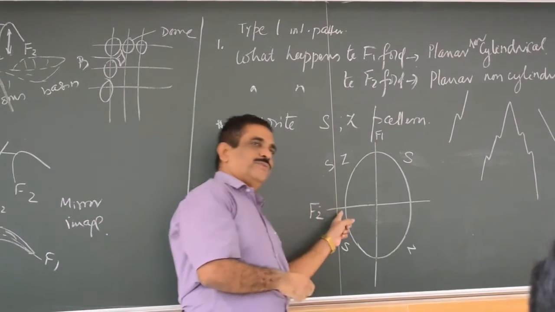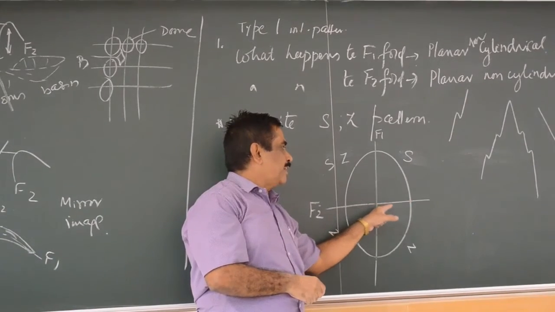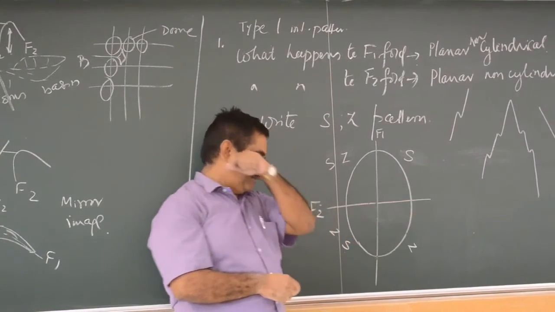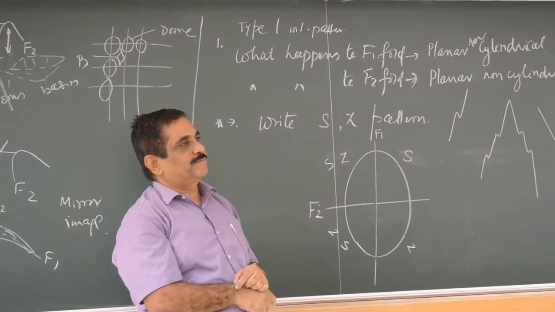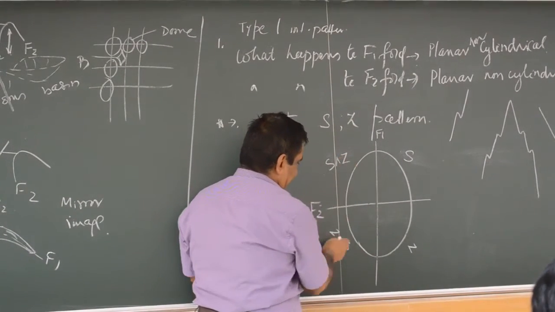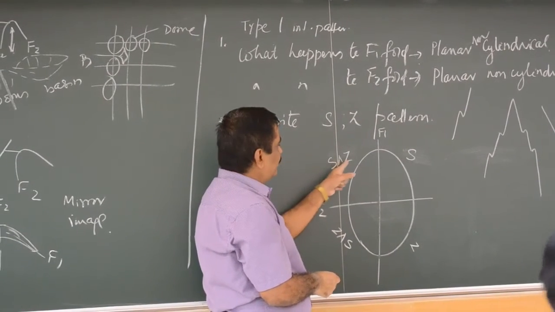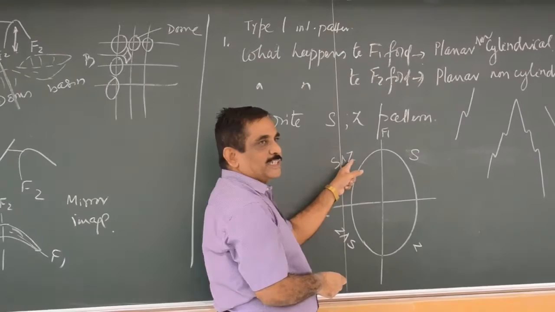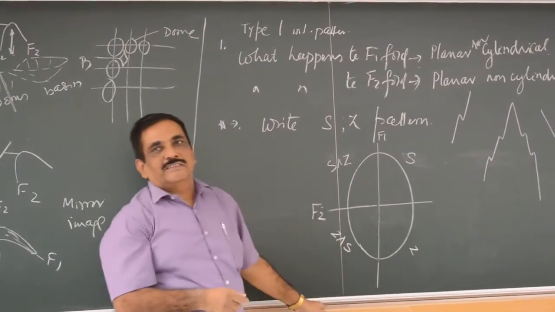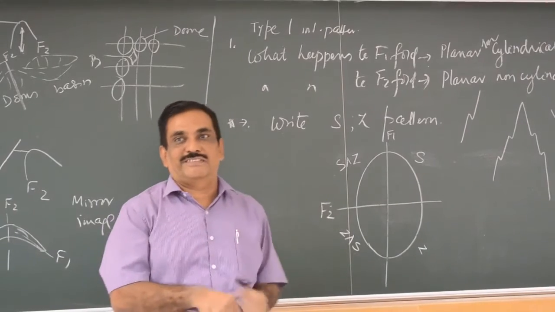Because this is the F2 fold, you have to walk this way. Similarly, if you go to this side, you have to walk like this. So Z upon S, S upon Z. The first figure stands for F2 and the second figure stands for F1. Like this, many times you see this reference, S upon Z interference.